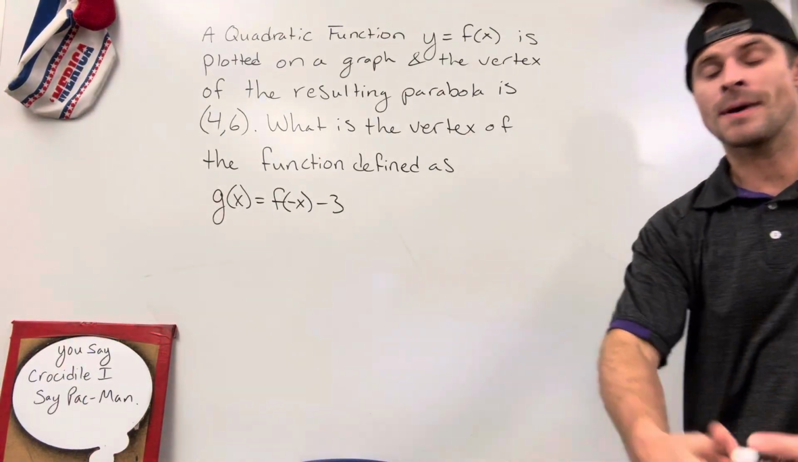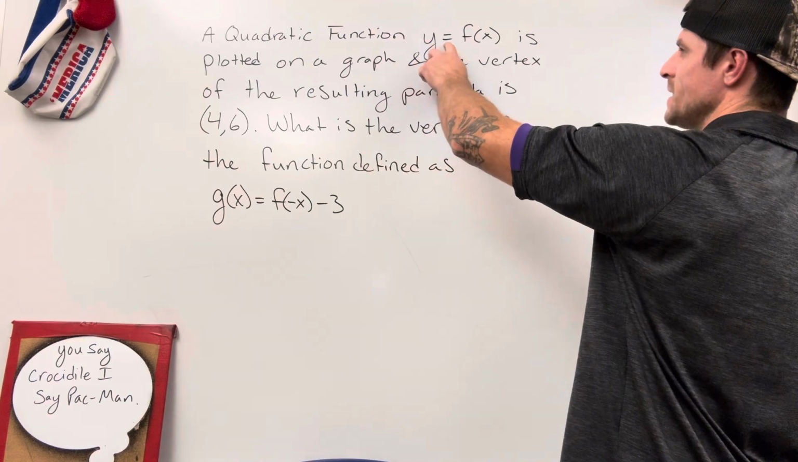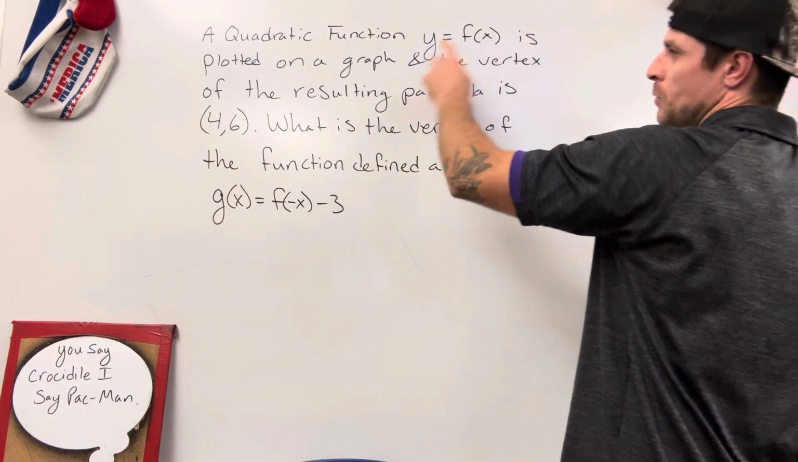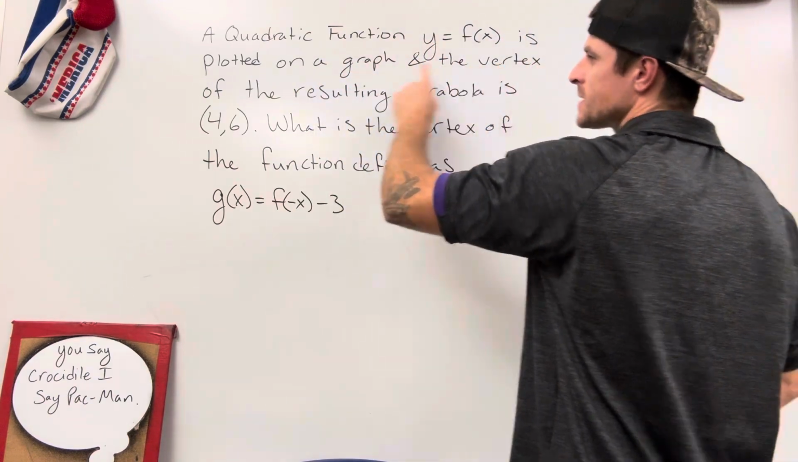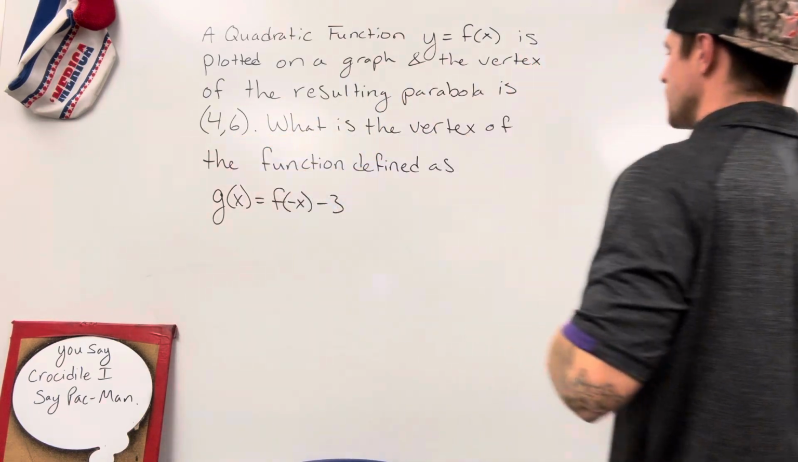All right, in this problem, it's all about transformations of functions. So we got a quadratic function, y equals f of x. It is plotted on a graph, and the vertex of the resulting parabola is (4, 6). So real quick, let's just make sense of that.